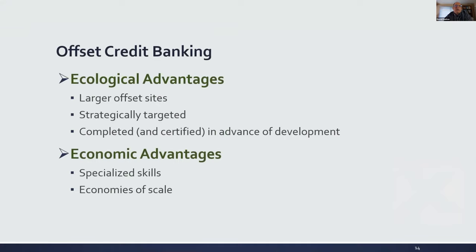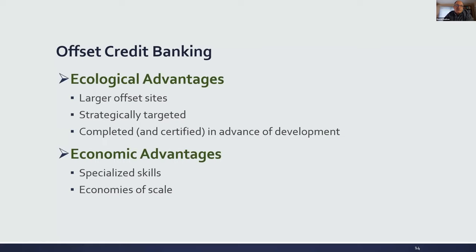The advantages of offset credit banking are twofold. Ecological advantages: the fact that offset proponents, banking proponents, are undertaking banks independently moves them towards creating larger offset sites, which, as was stated earlier, have a better chance of ecological success. They can be strategically targeted to high-value habitat, and perhaps most importantly, we can make sure that they are working, delivering their ecological advantages in advance of the development impacts.